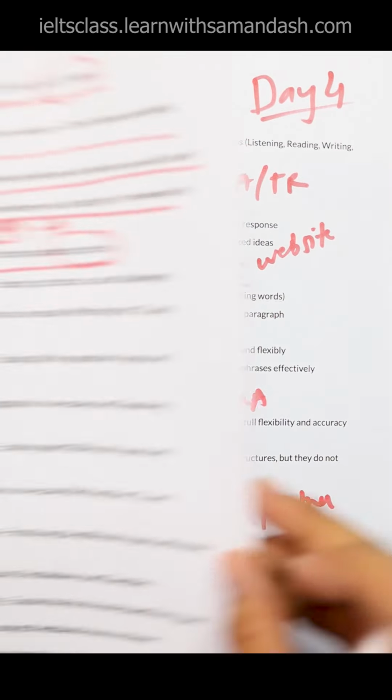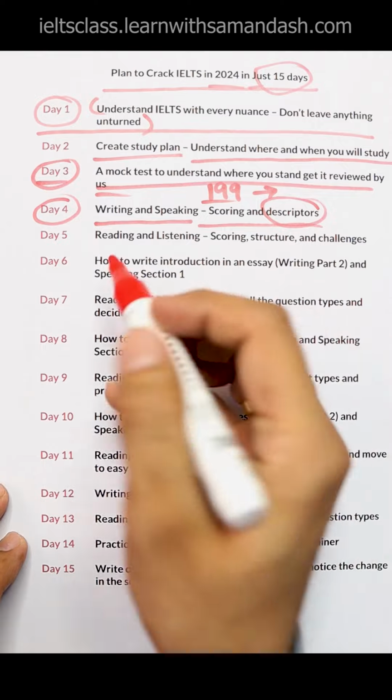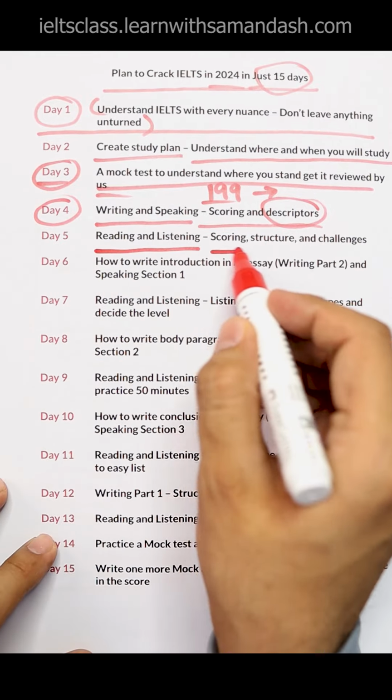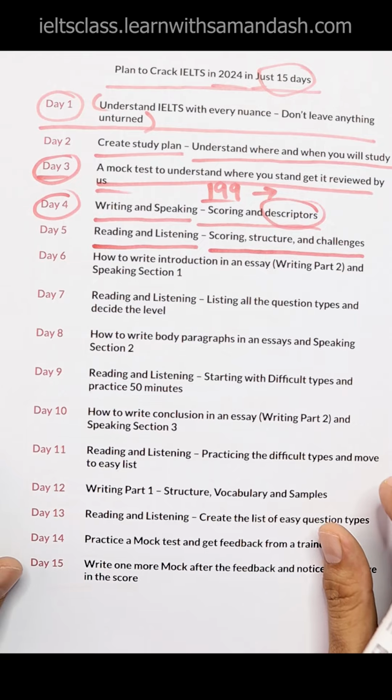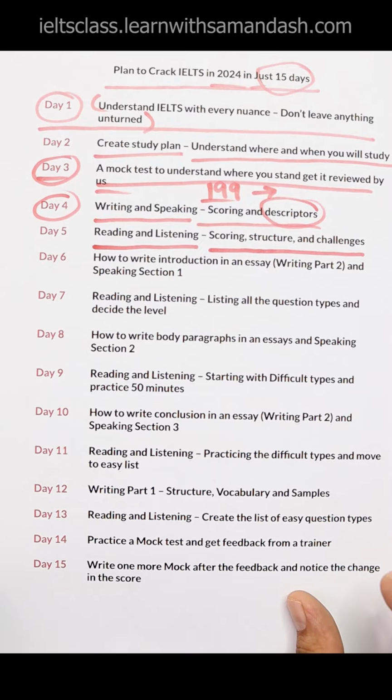We're going to go to day 5. Look at day 5, reading and listening, scoring, structure and challenges. Now, what do you mean by challenges? What are the biggest problems when it comes to reading and listening? We'll see that, and how are they scored and what is the structure of them. We need to know the structure. Once you know the structure, it's easy to practice. So let's jump to our day 5 now.